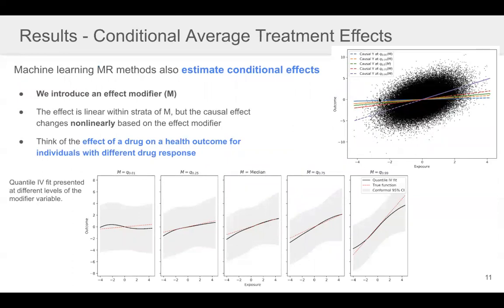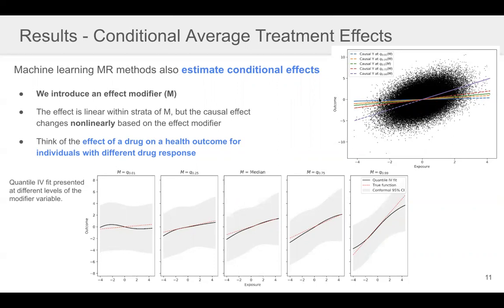Finally, we considered a more interesting simulation model that shows something that the conventional estimators don't offer. We extended our simulation model by introducing an effect modifier variable m. The causal effect of the exposure on the outcome varies nonlinearly across strata of this variable. At low values of m, the effect is nearly null, whereas at high values of m, the effect is large. Within all strata of m, the causal effect remains linear. In other words, m only varies the slope of the causal relationship between the exposure and the outcome.